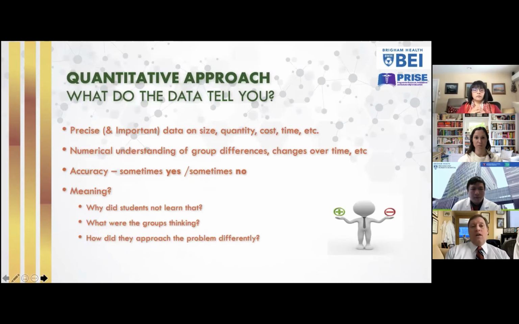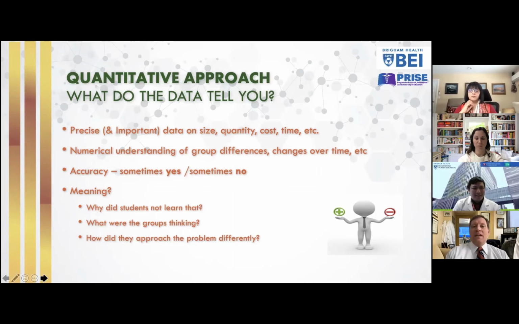The third question now: what do the data tell you in a quantitative approach? I was alluding to this a little when I was editorializing the last question. They do tell us precise, and I would argue at times very important, data on size, quantity, cost, time, things that are very quantitatively measured. And they can give insight into that quite specifically. They can also tell you numerical understandings of group differences and changes over time. So if you look back and say we only had 30 people in our residency 20 years ago, but now we have 60, that's very quantitatively accurate and tells one that you're doubling your size and educational footprint.